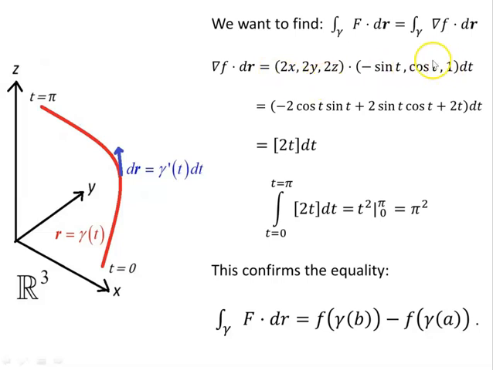Evaluating this scalar product, we get minus 2 cos t sin t plus 2 sin t cos t, so they cancel out. We're left with just plus 2t dt. Then evaluating that between t equals 0 and pi, the endpoints, the antiderivative of 2t is t squared, and evaluated between 0 and pi this gives us pi squared. That confirms the equality: the integral of F dot dr along gamma is simply the potential function evaluated at the endpoints of the curve, the difference between those two endpoints.